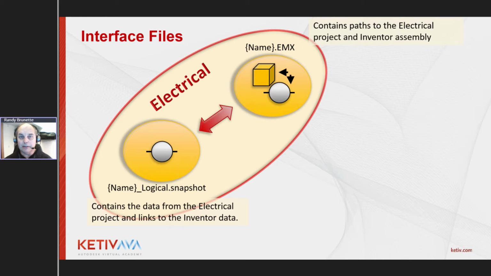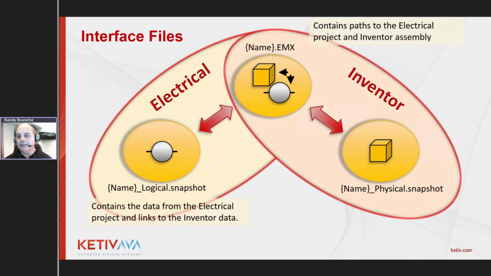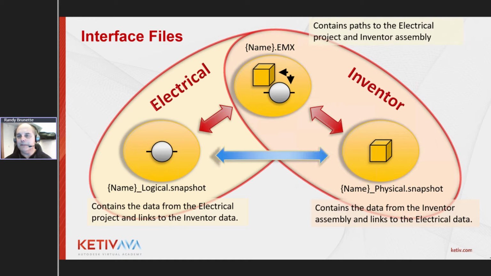So this file is the one that creates or extracts the information from the electrical project and presents it to be available for the Inventor interface. And of course, the Inventor software also creates its own snapshot file, in this case the physical one, that extracts the information from the Inventor assembly, and those two files through the software now communicate, creating our whole linking process. This is really the key to how the software is going to work.